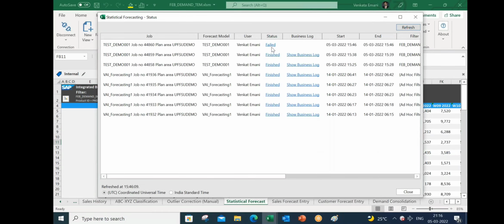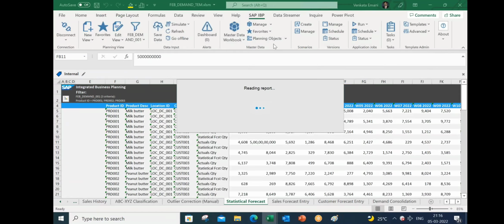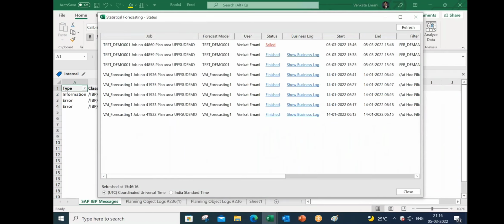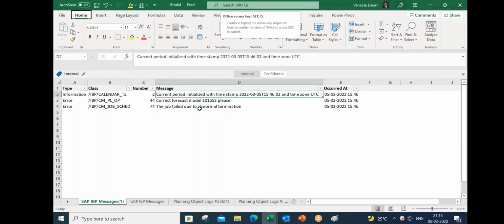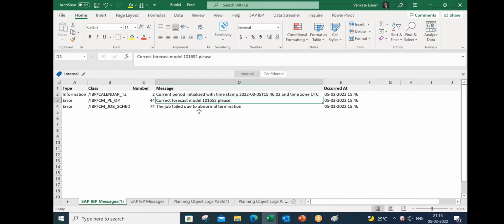Failed. Wow. Okay, maybe something else was open. I think we have given 5 lakhs, right? The system is unable to. Current period initialized. Correct forecast model. What happened with the forecast model?